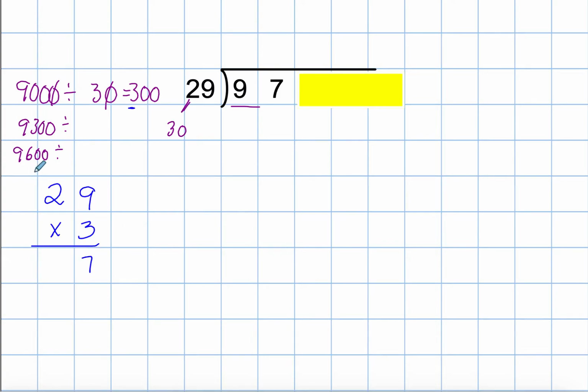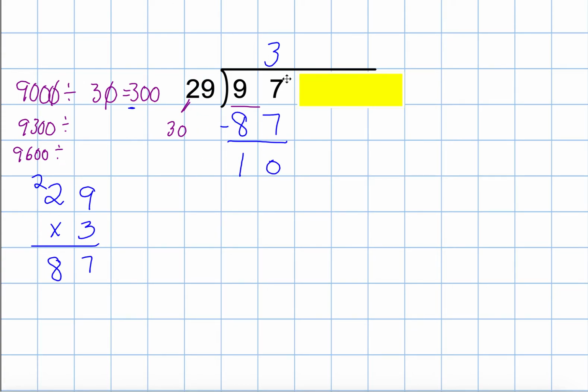3 times 9 is 27. 3 times 2 is 6, plus 2 is 8, so it is 87, which does fit. I can't fit another 29, so I know it is 3. 3 times 29 is 87. So then I just subtract, and I have 10. I check it is less than 29, so I'm good.